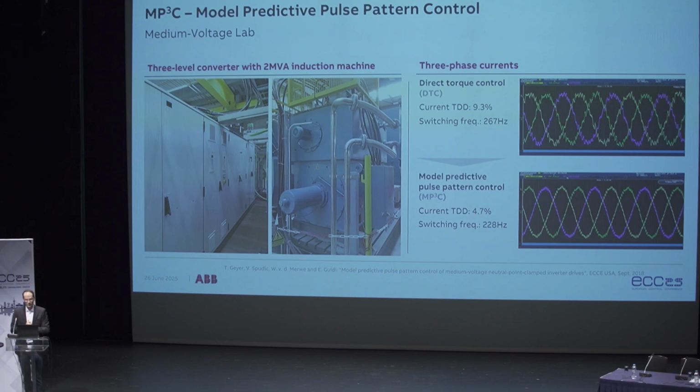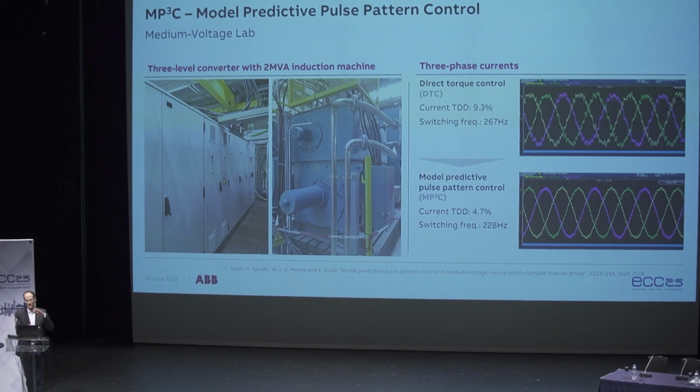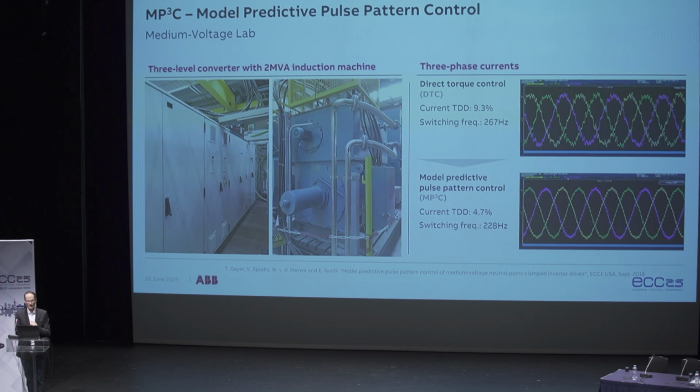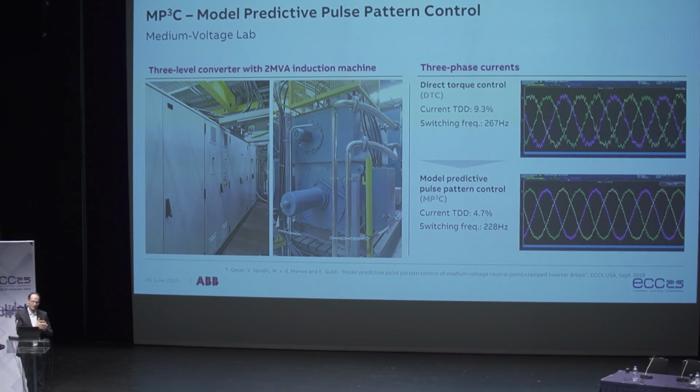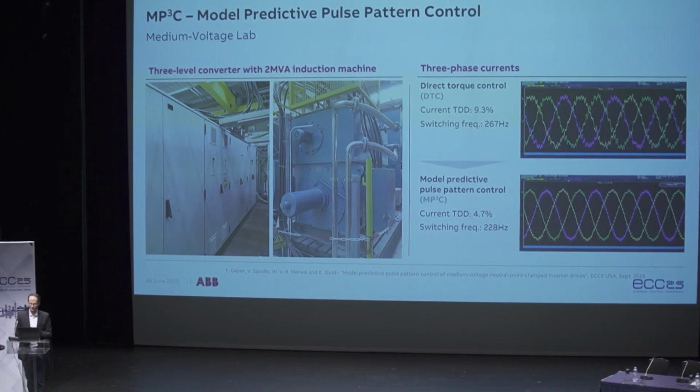So this works very nicely in the lab, in the medium voltage lab. So you see here the state of the art, certain switching frequencies, certain harmonic distortions, which are reasonable. They're not particularly high, but using that predictive method based on pre-computed switching policies, you can reduce the switching frequency a little bit, and you can really significantly reduce that ripple. And by doing that, you can reduce the losses in your machine.